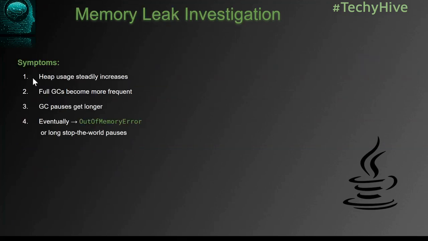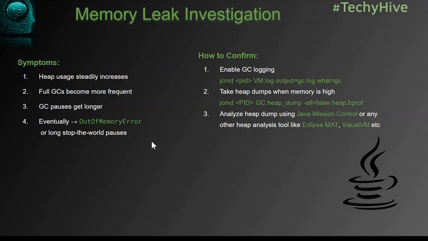Memory leak symptoms are: heap usage steadily increases, full GC becomes more frequent, garbage collection pauses get longer, and eventually out of memory, or there is a long stop the world pause. So these are the symptoms of memory leak, and to confirm them, we can use a Java profiling tool, and jcmd is one of them. So first, we can enable the GC logging, and by enabling GC logging, we can observe the logs and see what's going on for the garbage collection.